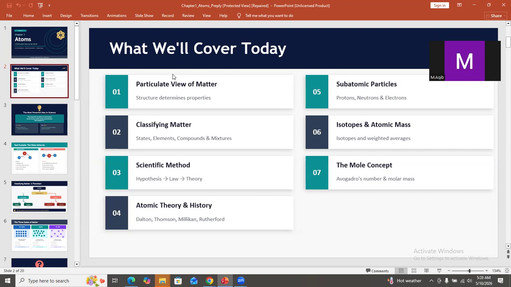And after we cover the subatomic particles, we're going to study isotopes, atomic mass, and other basic terminologies such as atomic number. We are also going to discuss the concept of the mole, Avogadro's number, and significant figures, which have more to do with the numerical stuff. So we are going to have some overview of that as well. So let's get right into it.